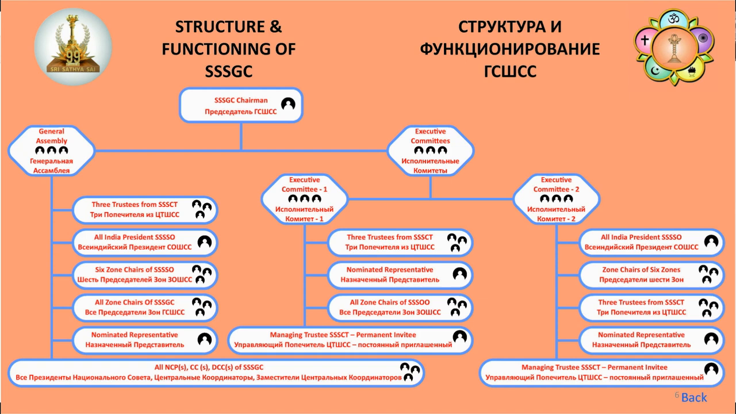And the zone chairs of 6 zones. India being a vast country, it has been divided into 6 zones geographically, and each zone is represented by a chairman.